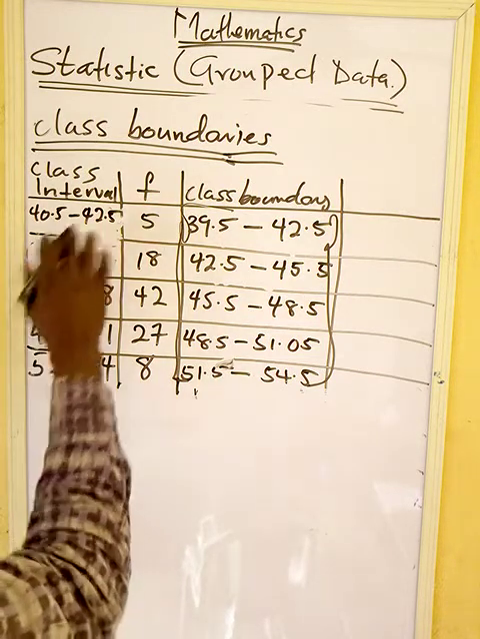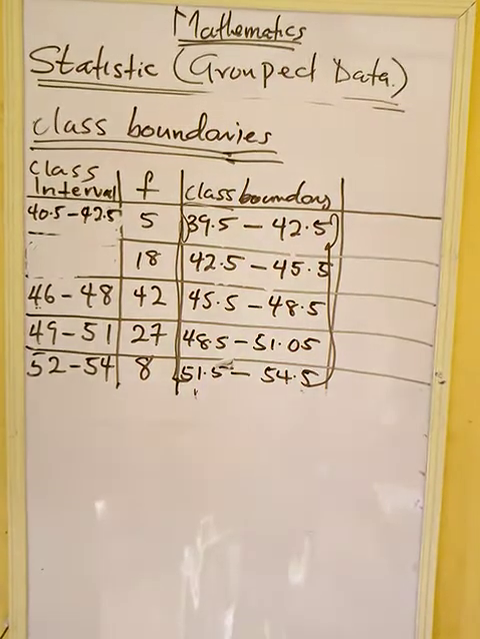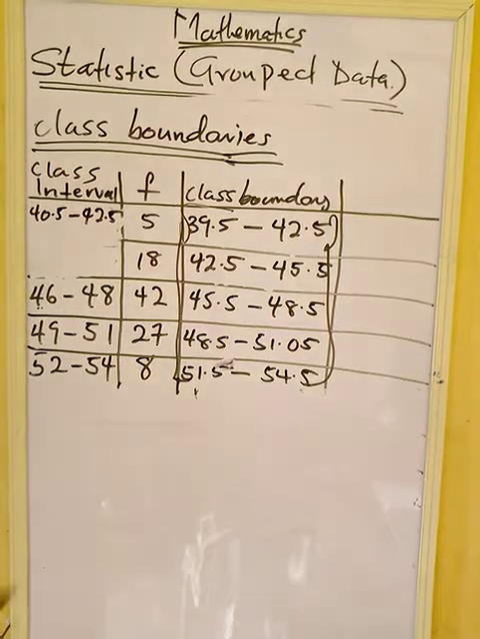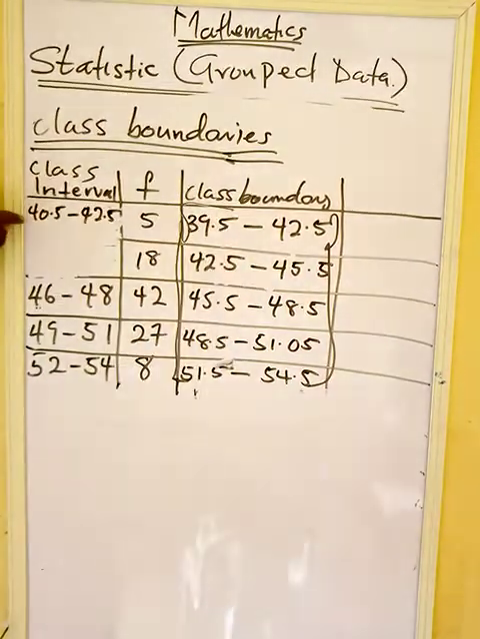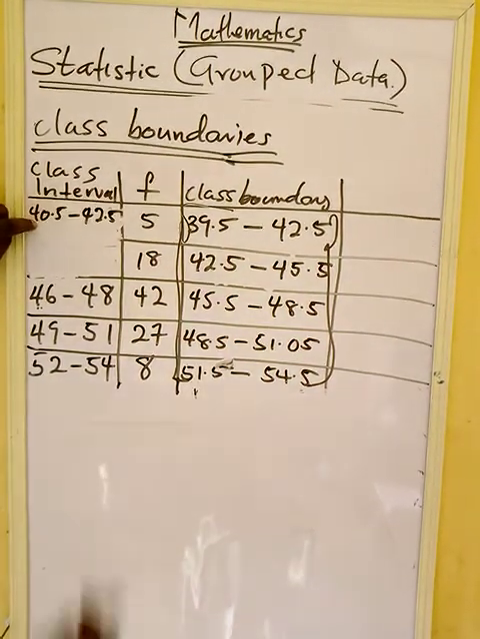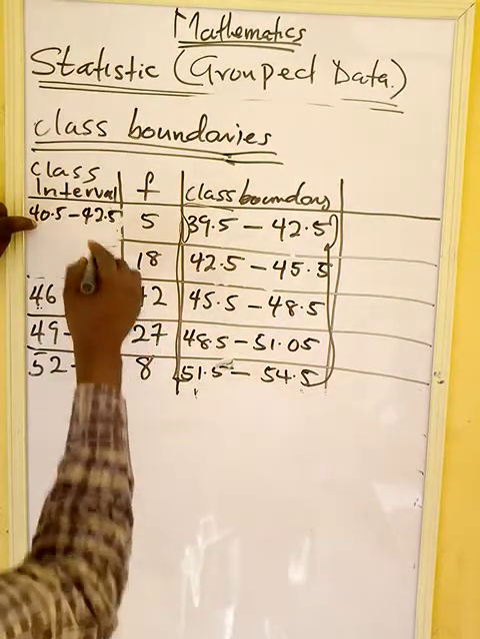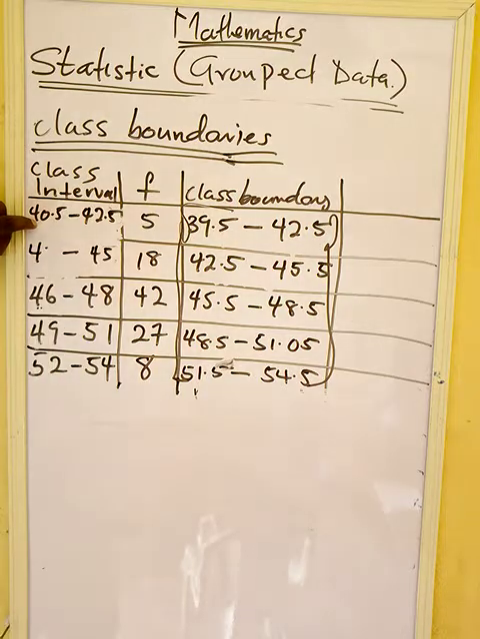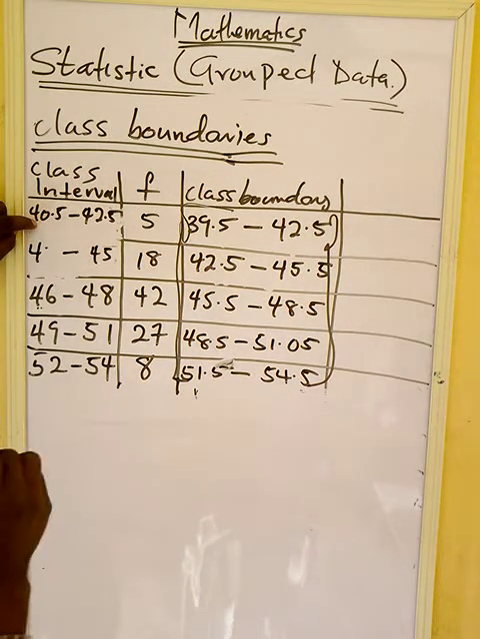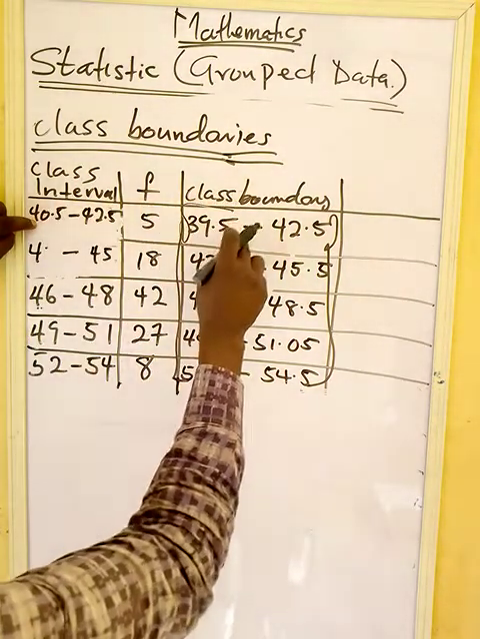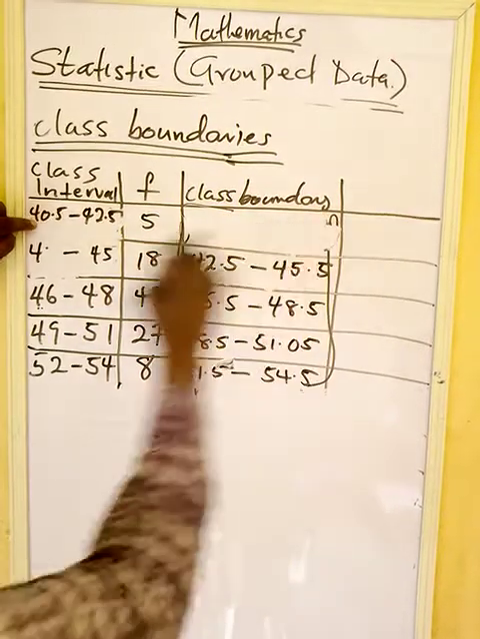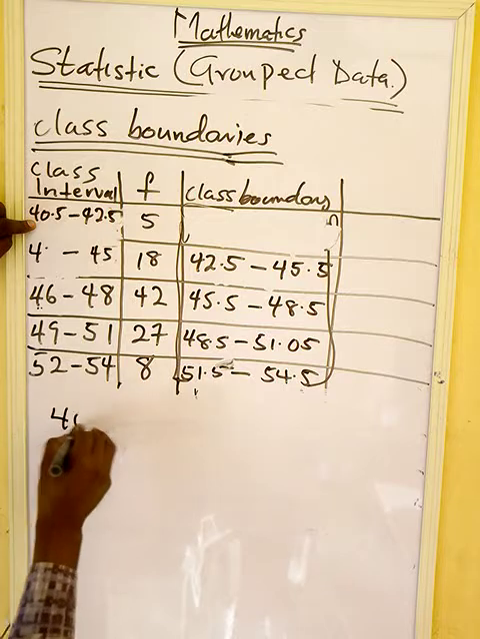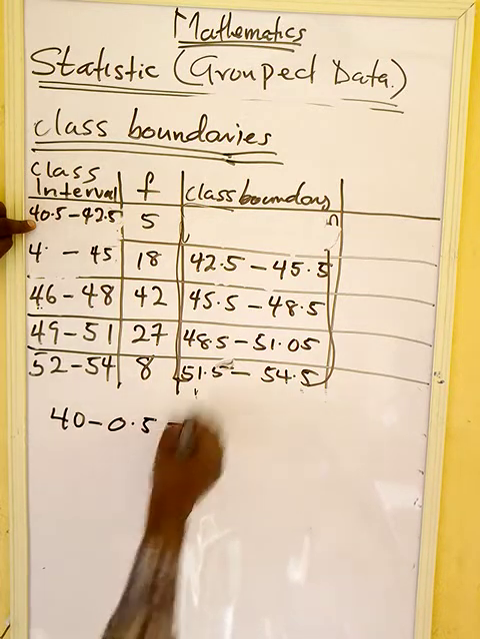Okay, let us assume. Let me use only this one to explain. If the examiner gives you something like this, how do you get your class boundary? This one is a decimal number, and this one is a whole number. Now, to get your class boundary here will be 40.5. Don't forget, to get that one we subtracted 0.5.